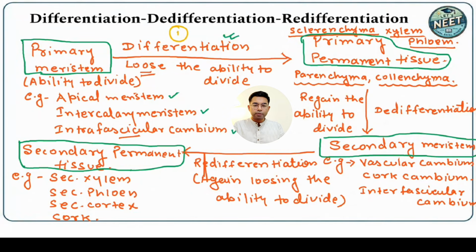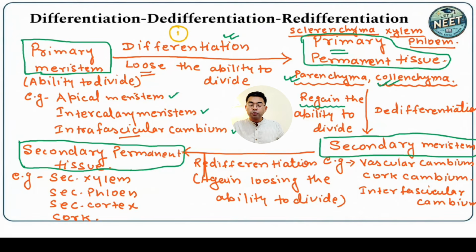primary permanent tissue. Then they will ask which primary permanent tissue undergoes dedifferentiation. So you will say parenchyma and collenchyma will undergo dedifferentiation. Then what is dedifferentiation? Dedifferentiation is regaining the ability to divide. Dedifferentiation leads to formation of secondary meristem.